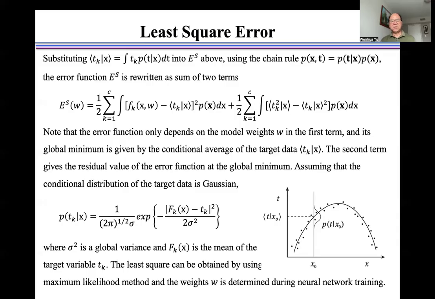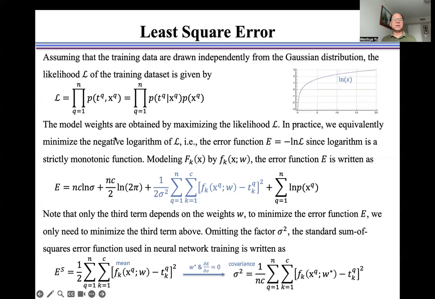The least square can be obtained by using maximum likelihood method, and the weight W is determined during the neural network training. Assuming that training data are drawn independently from a Gaussian distribution, the likelihood of the training dataset is given by this formulation. The model weights are obtained by maximizing the likelihood.